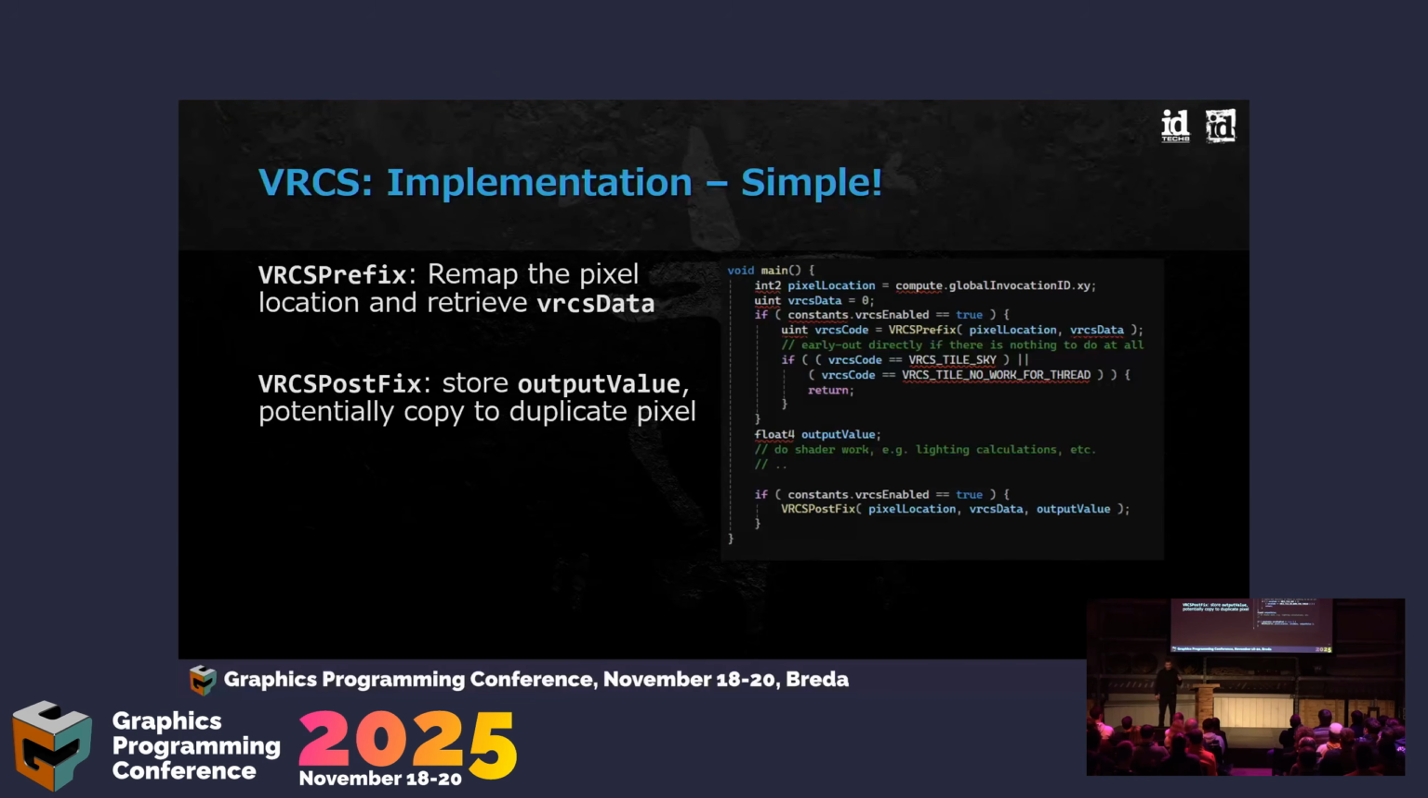But mind, the pixel shader location is now different. So a problem is that things like quad shuffle subgroup operations won't work as intended, since you don't get the neighbor that you actually expect. So you may want to find alternatives. And at the end of the shader, we call the VRCS postfix that writes the output value and does the copies to the duplicate pixels.